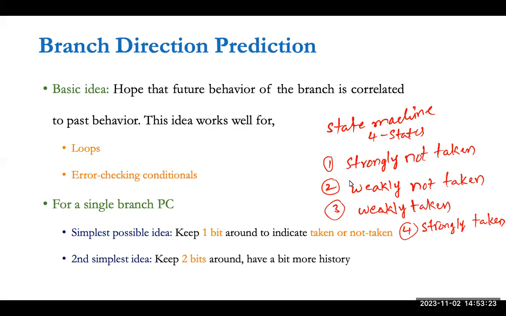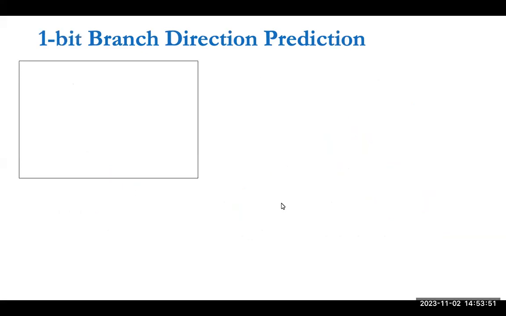We will discuss this in detail. But when a branch is evaluated, the corresponding state machine is updated. So we'll talk more about this after looking into the 4 conditions. But this 2-bit saturating counter maintains this state machine, and that state machine has 4 states. So let us see this with an example of 1-bit branch direction as well as 2-bit branch direction.